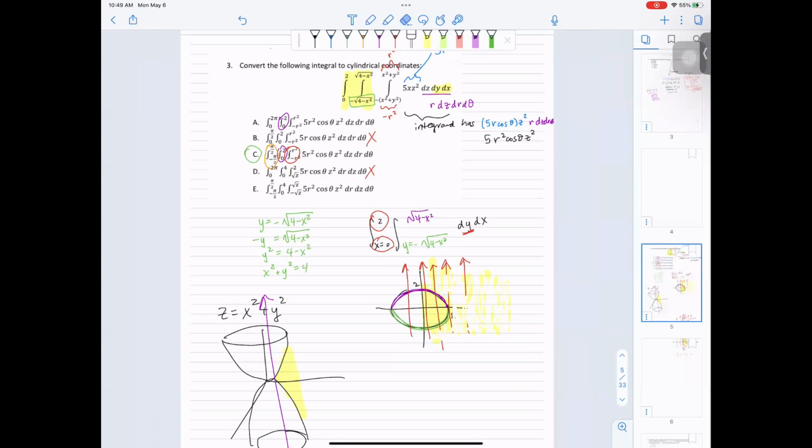Okay. Questions? Does this make sense? Half plane. Or I mean half circle, not half plane.